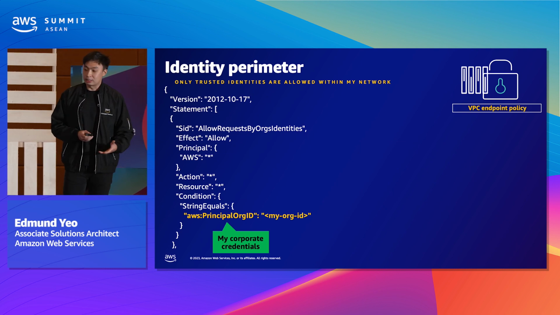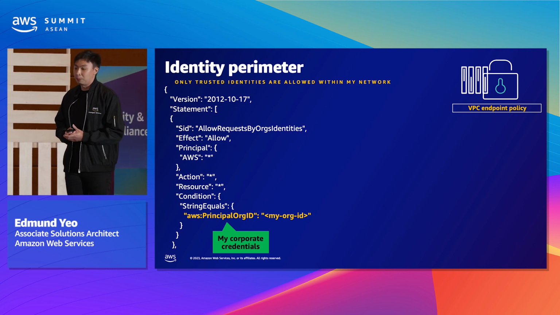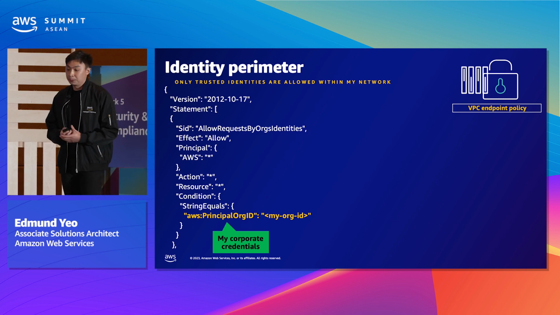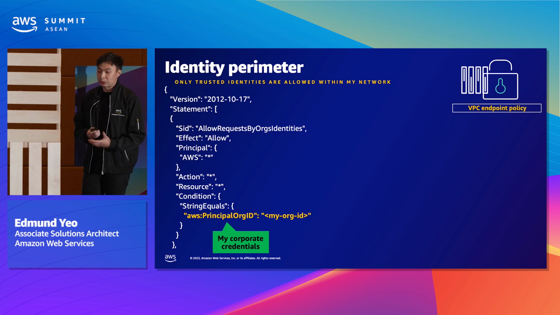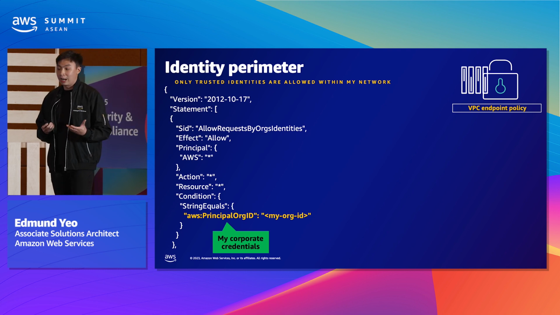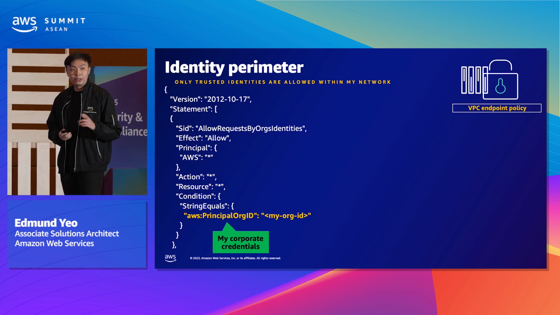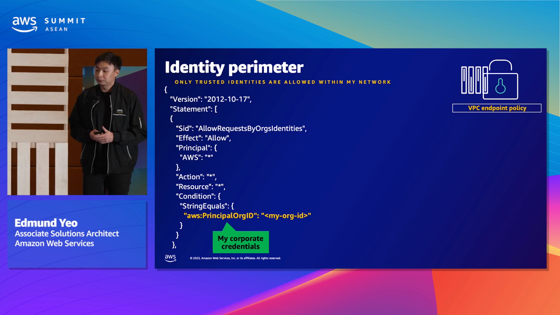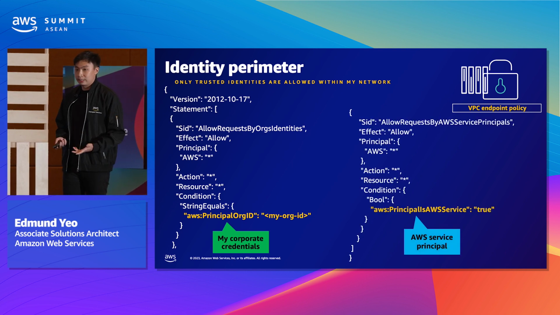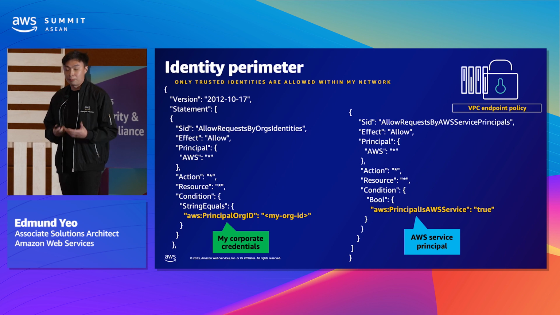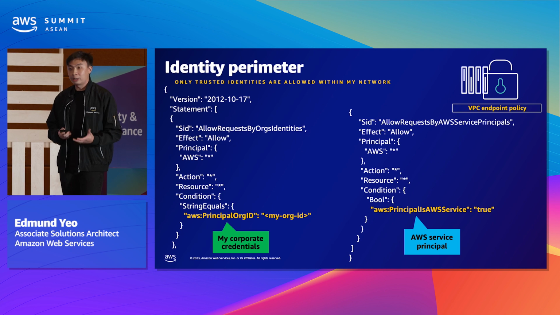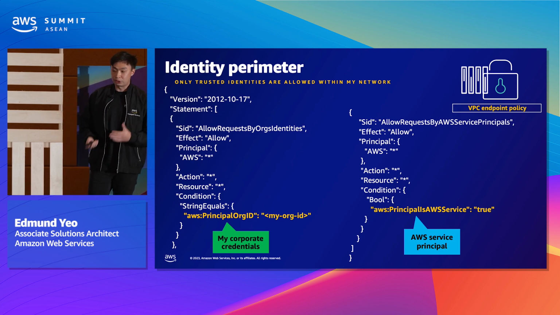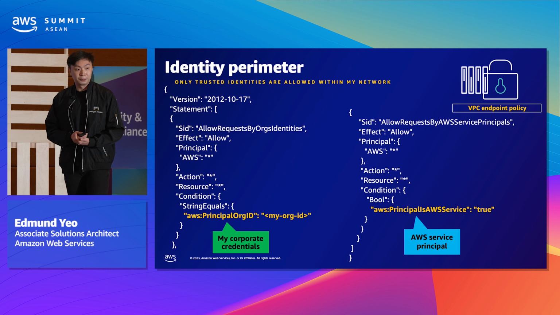So to codify these assertions, we will implement a VPC endpoint policy since we are protecting your network. This will ensure that only your trusted identities can be used from your network. Similar to the previous objective, you'll be using principal org ID to differentiate between corporate and non-corporate credentials in your network. And likewise, to permit the service principals to be in your perimeter, you can use the principal is AWS service condition key to allow an AWS service to make a direct call from your resource using the service principal.